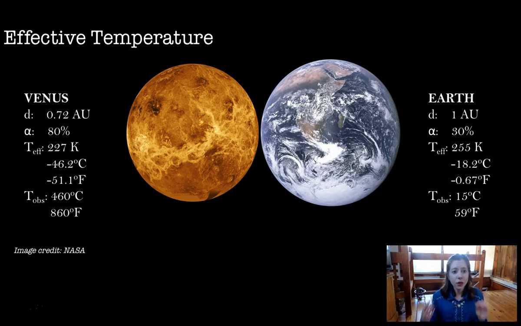So 227 Kelvin is equal to minus 46.2 degrees Celsius or minus 51.1 degrees Fahrenheit. So Venus would be frigid, right, if we were just looking at the surface properties of the planet and its reflectivity. Even though it's close to the sun, it's reflecting most of its energy back out into space, whereas Earth has an albedo of only around 30%, maybe like 26%, it varies.